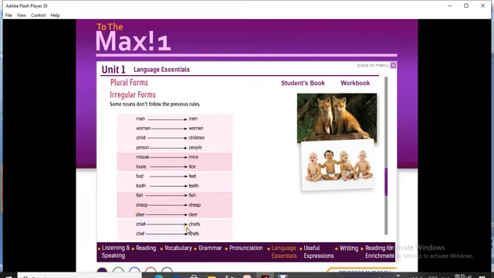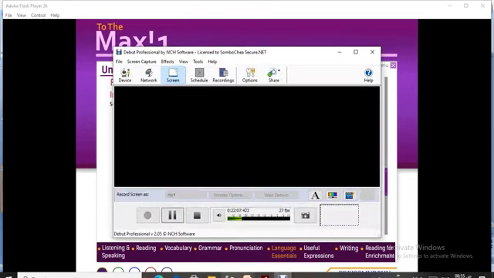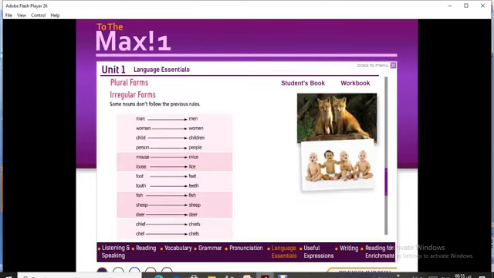Now let me remind you that those are irregular forms. Also, some nouns do not follow the previous rules.